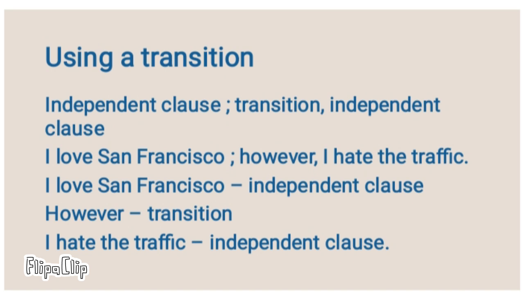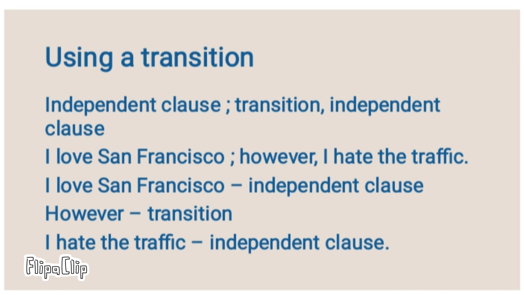Now let's look at a sentence using a transition. A transition sentence consists of an independent clause, transition, and then again an independent clause. I love San Francisco, however, I hate the traffic. So I love San Francisco is an independent clause, and then we put the transition, which is however, and then we combine it with I hate the traffic, which is also an independent clause. Now that's all about compound sentence.